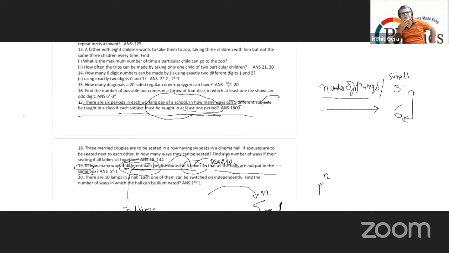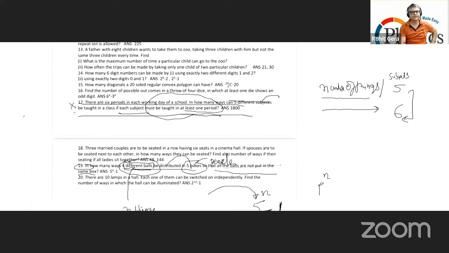There are 6 periods in each. ये भी तो कुछ और नहीं है. नहीं, ये कुछ स्ट्रेट फॉरवर्ड लग रहा है यार. डिस्ट्रीब्यूशन के क्वेश्चन में द वर्ड डिस्ट्रीब्यूशन इज डिस्टिंक्ट. इसमें वर्ड डिस्ट्रीब्यूशन नहीं है. ओके, अभी भी नहीं पल्ले पड़ा यार.